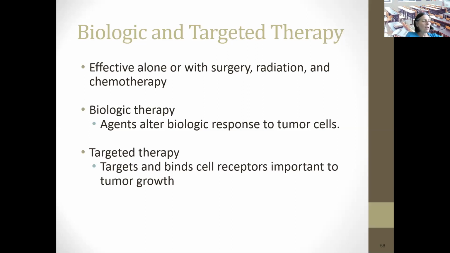I have a lung cancer and I have a side effect of that, and I give a medication to alter my response. Or I'm on chemotherapy and I have myelosuppression, so I give a drug to alter the response to the treatment or to the tumor. Our biologic therapies are targeted. They always respond specifically to certain types of cells. They bind with cell receptors that are important to that tumor growth. So if we can block that cell receptor, that tumor won't grow, right?